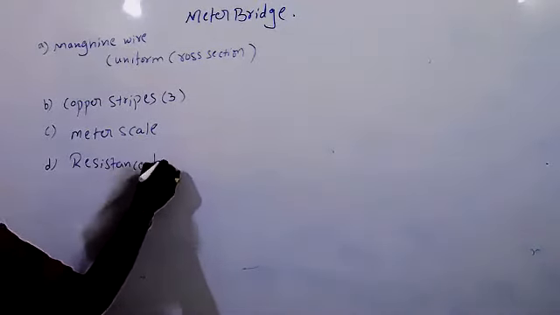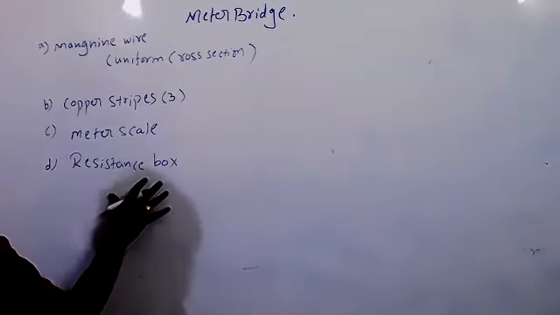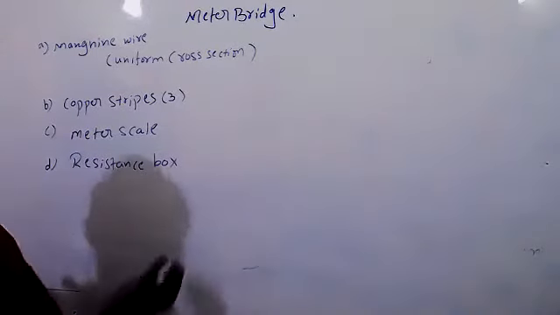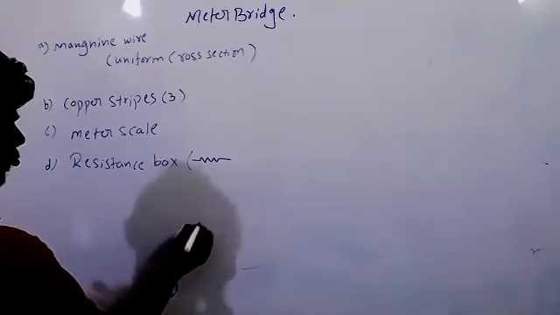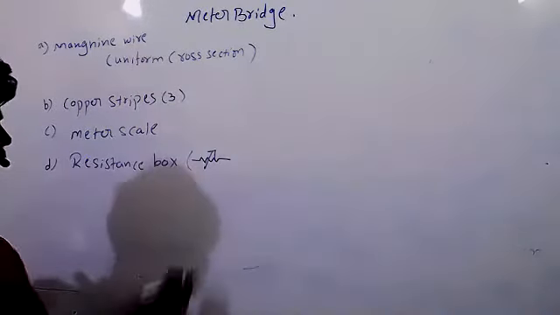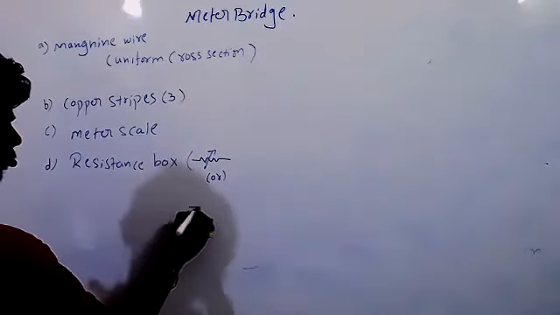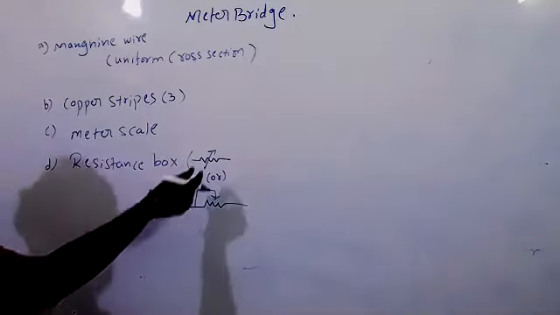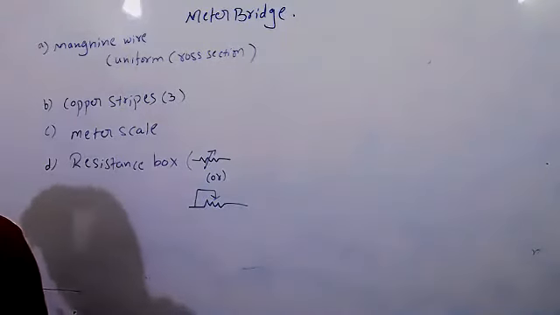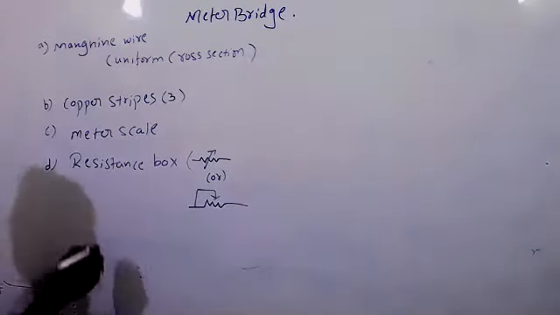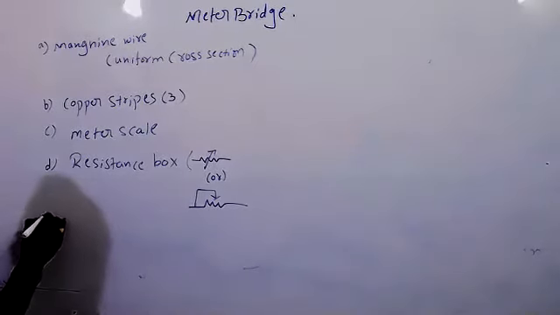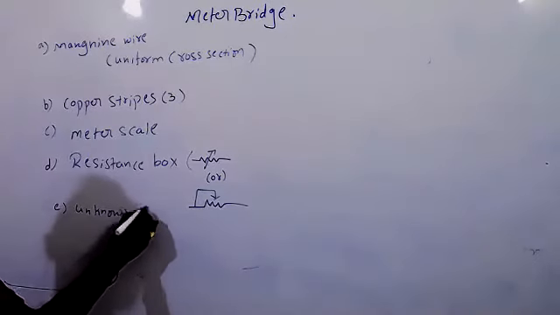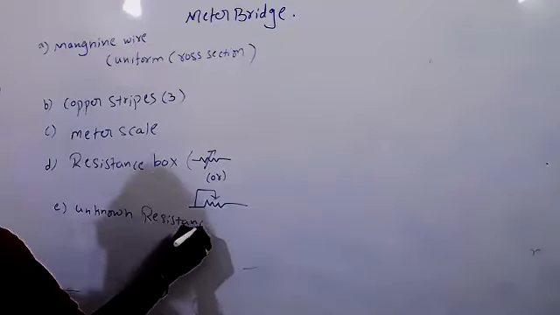Resistance box means it is the known resistance. With the resistance box, we can arrange variable resistance. Now the resistance box is nothing but a variable resistance. You know the symbol of variable resistance, right? This is fixed resistance. This is variable resistance. There is one more symbol for that. With the resistance box we can adjust the resistance in the circuit. And one is the unknown resistance.